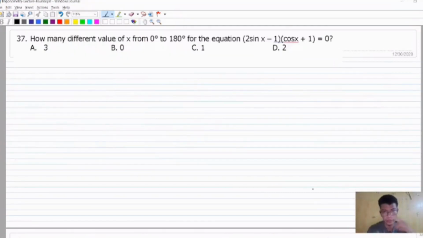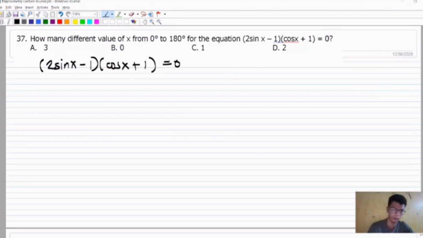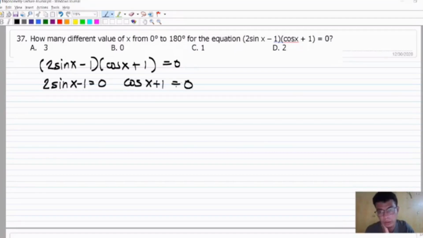Next, number 37. How many different values of x from 0 degrees to 180 degrees for the equation (2 sine x minus 1)(cosine x plus 1) is equal to 0. Di ba sa algebra natin, kapag may dalawang quantities na naka-multiply and then naka-equate sa 0, masasolve na natin yung roots by equating those quantities into 0. So 2 sine x minus 1 is equal to 0. At saka cosine x plus 1 is equal to 0.